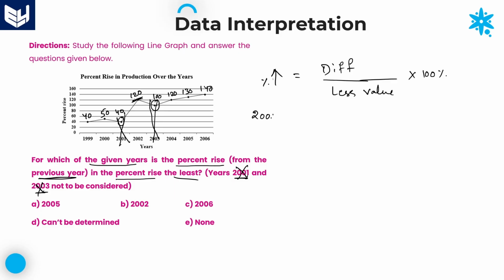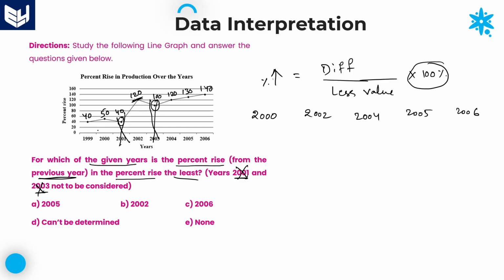You need to start with 2000. In 2000, what is the value? 2001 is not to be considered, and after that 2002, and next 2003 is not to be considered, 2004, 2005, 2006. These values we need to calculate, right? So first, numerator value into 100 is a common point. That is the reason why I don't want to take into 100 for each and every value.